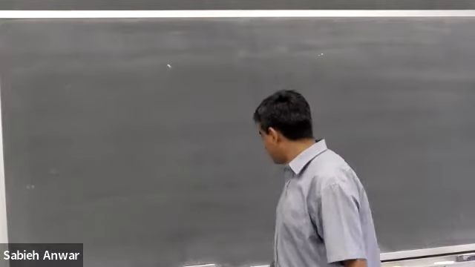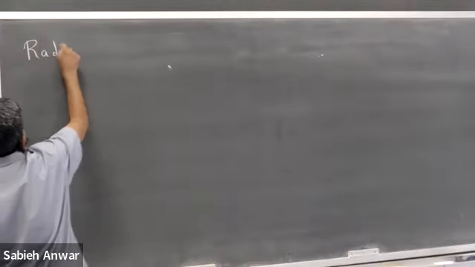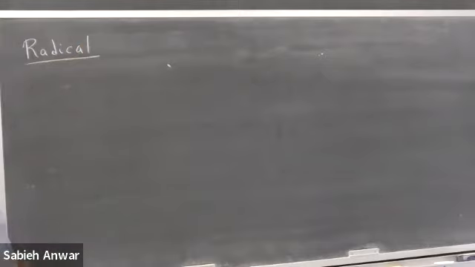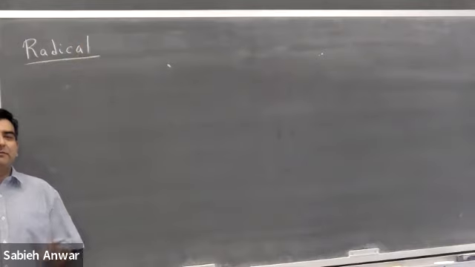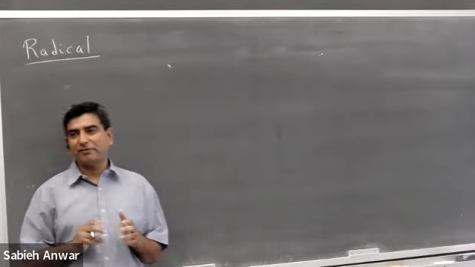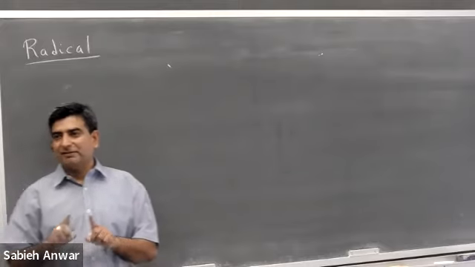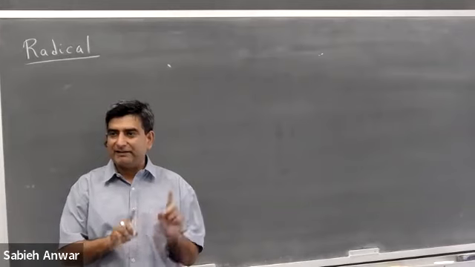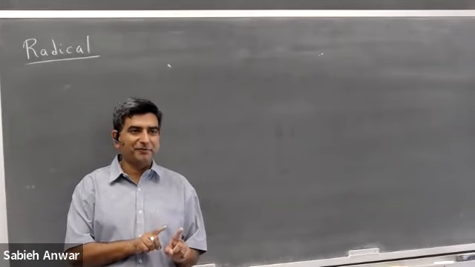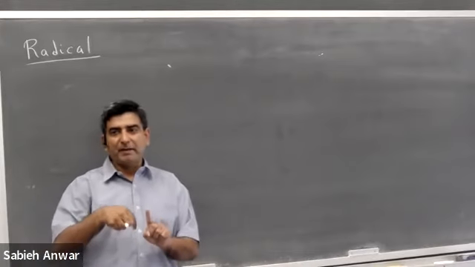Now, I would like to introduce the concept of a radical. A radical is a molecule which has a lone electron. A molecule is something which generally has an even number of electrons. And when you have an even number of electrons, the electrons can pair up, and there is no unpaired electron left in the molecule, right? So when the electrons pair up, they pair up as singlets.